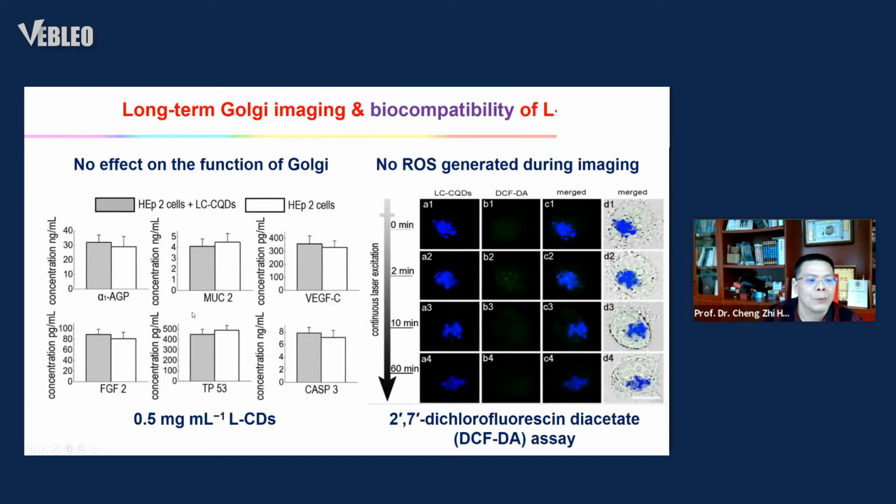Cell treatment with a typical dose of L-type carbon dots didn't affect the quantity of secreted proteins, glycoproteins, and apoptosis proteins. And this data demonstrated that the L-type carbon dots couldn't generate reactive oxygen species during the long-term in situ Golgi imaging.